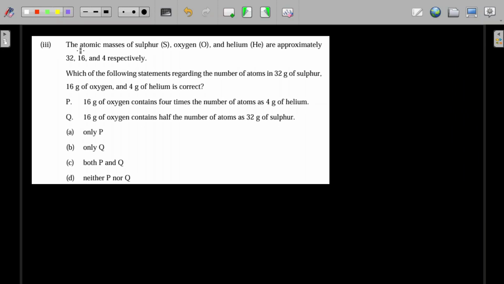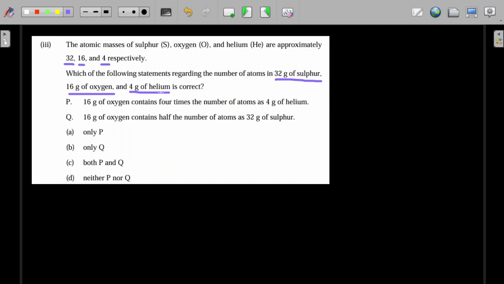See here. The atomic masses of sulfur, oxygen, helium are approximately 32, 16, 4. Which of the following statements regarding the number of atoms in 32 gram of sulfur, 16 gram of oxygen, 4 gram of helium is correct? So here they have not given oxygen gas, so don't take oxygen gas. Whatever oxygen given means atom they have given, not the molecule. Only if they mention gas, then it is a molecule.